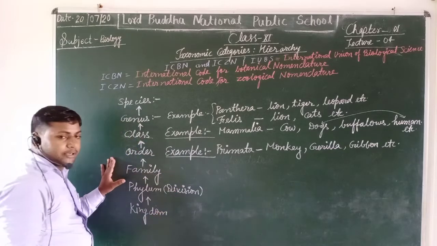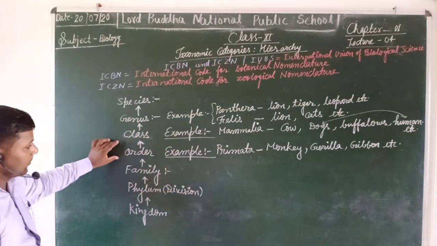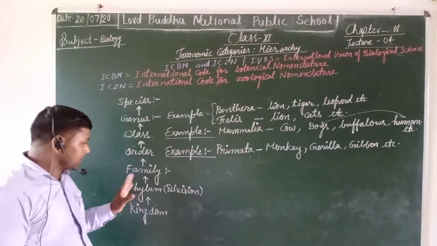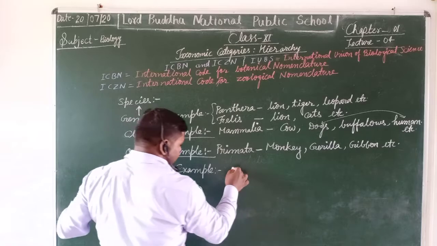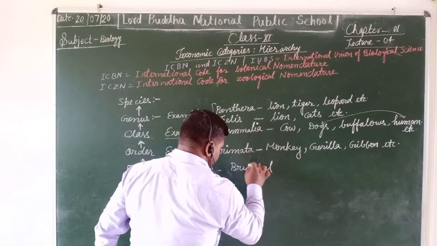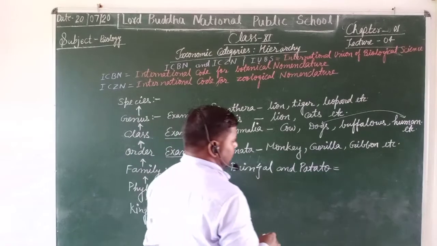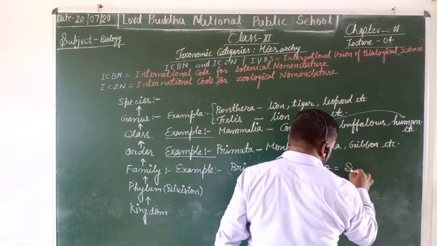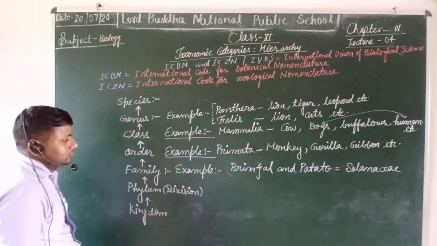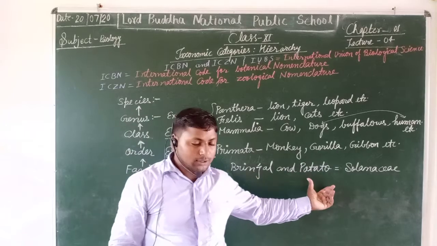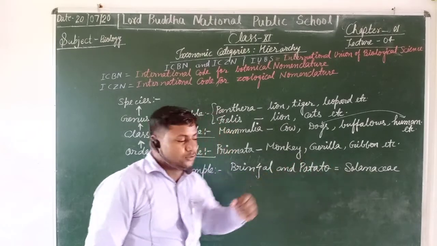Now students, another taxonomic category is family. Family is a group of more than one order having similar characteristics. If we are taking the example of brinjal and potato, both are coming under the family of Solanaceae. Solanum nigrum and Solanum tuberosum are the botanical names of these both species. They belong to family Solanaceae.